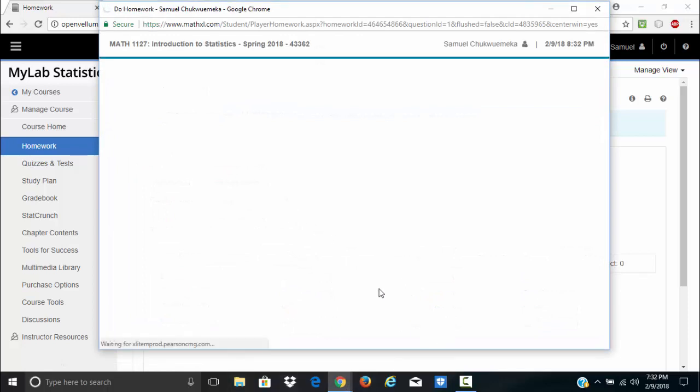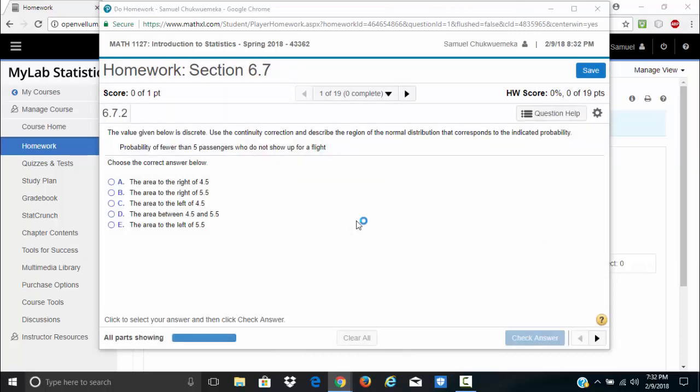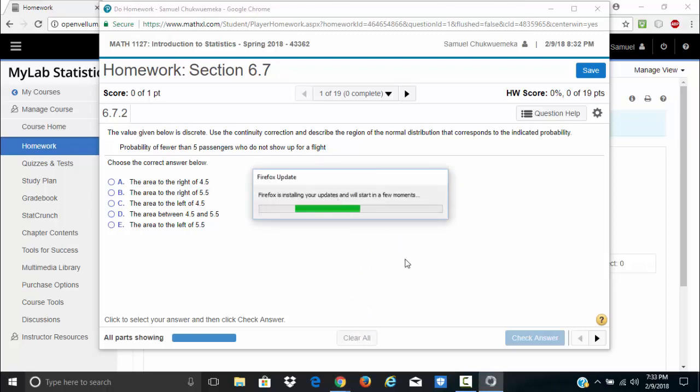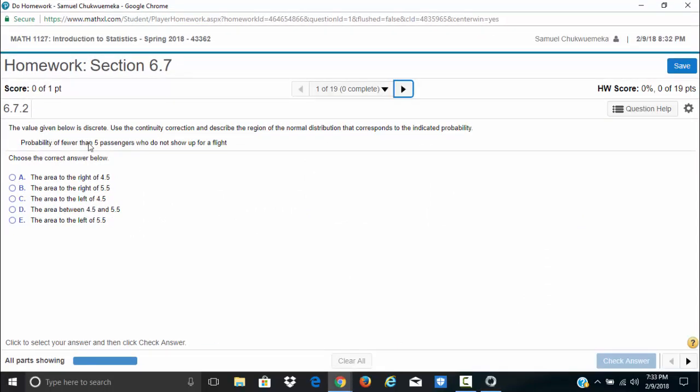Let me pull up my website as this question is loading. Okay, we can begin here until Firefox is ready. So question 1, it says here, the value given below is discrete. Use the continuity correction and describe the region of the normal distribution that corresponds to the indicated probability.